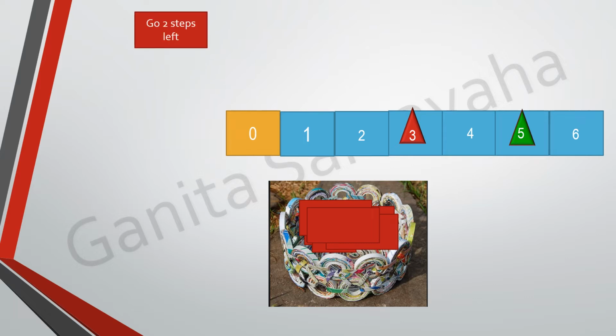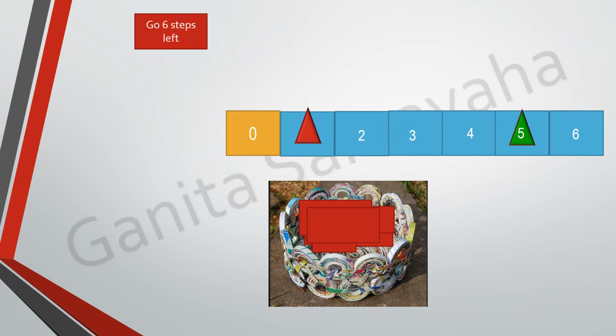And it says go 2 steps to the left now. So he is at 3. He has to go 2 steps to the left. That means 2, 1. He has to place it at 1. So he places it there. Now it is Gauri's turn. Let us see what she gets.